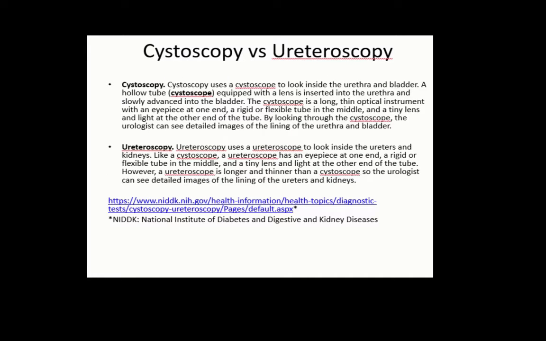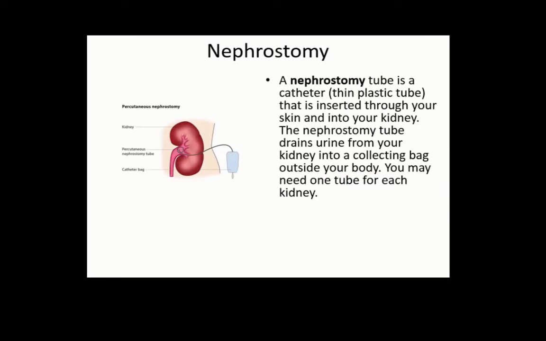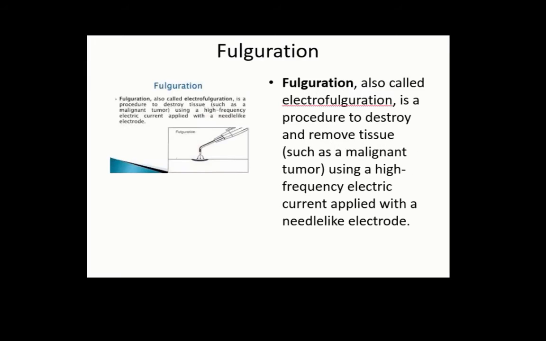And here's the difference between a cystoscopy and a ureteroscopy, a nephrostomy. Again, my images are taken from Google Images unless I tell you otherwise. Fulguration is a procedure to destroy and remove tissue. One of our exercises talks about fulguration.